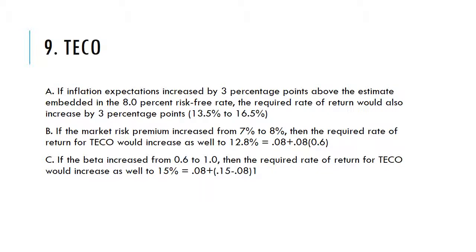If the market risk premium increased from 7% to 8%, then the required rate of return for TECO would increase as well to 12.8%. And this is done by the calculation of 0.08 plus 0.08 times 0.6. If the beta increased from 0.6 to 1, then the required rate of return for TECO would increase as well to 15%.